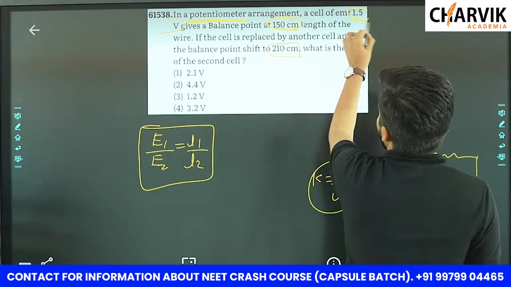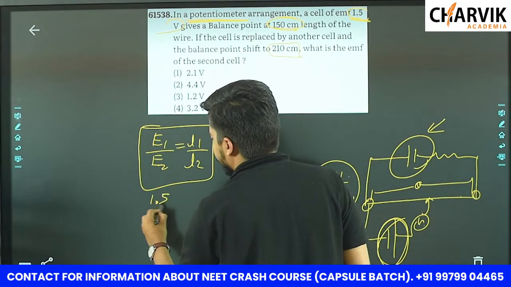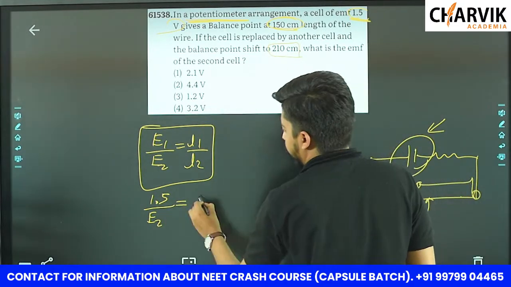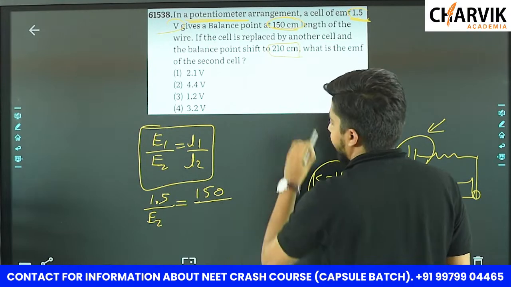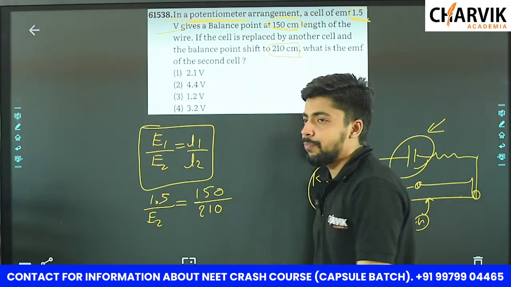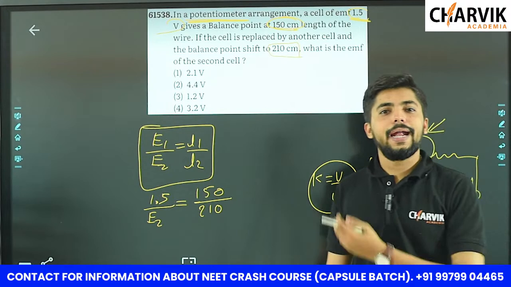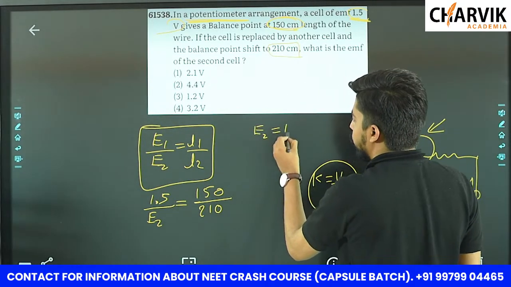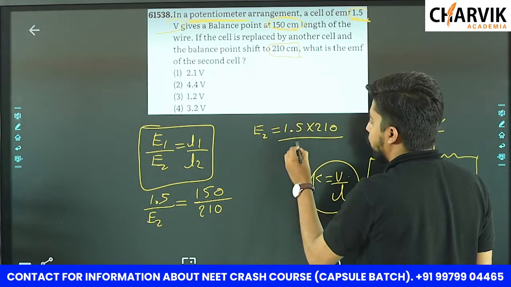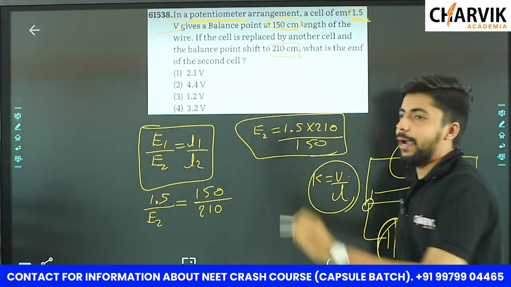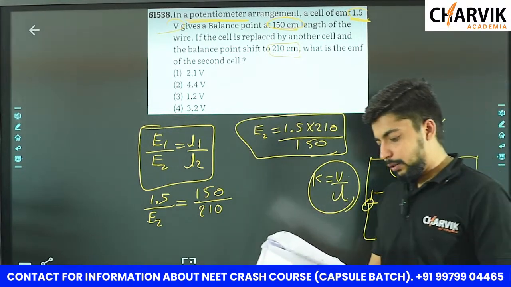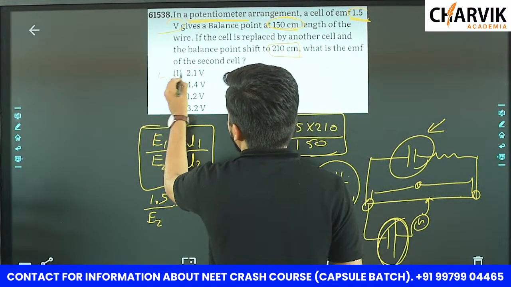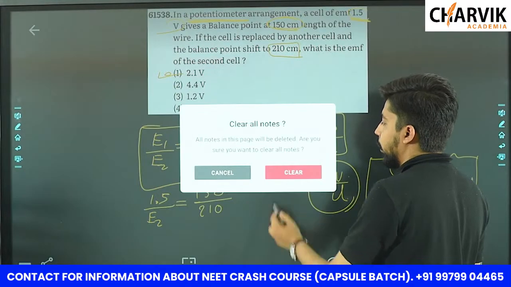Now the value of E1 is given, which is 1.5, divided by E2. The length the first time is 150 centimeter, divided by the second, which is 210 centimeter. Just solve the equation, get the value of E2. Very simple type of question. So E2 is equal to 1.5 into 210 divided by 150. And by doing this in the calculator, you will get the answer, which is equal to 2.1 volt. First option, which is your correct answer.